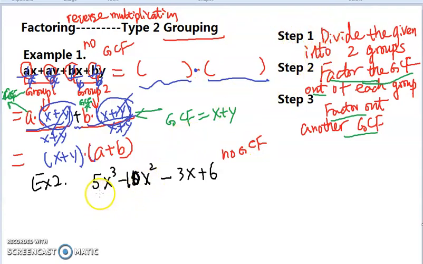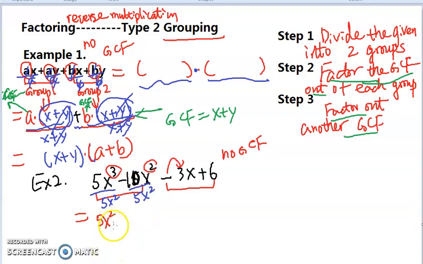So first, we're going to break them into 2 groups. These 2 will be in one group, and these 2 will be in the other group. Notice this minus sign goes with the number there. Okay, so we have two groups now. For the first group, we factor out the GCF. For 5 and 10, the GCF is 5. And for x cubed and x squared, we take the lower exponent, which is x squared. So that's the GCF for the first group. And then we're going to divide each term by our GCF, 5x squared.